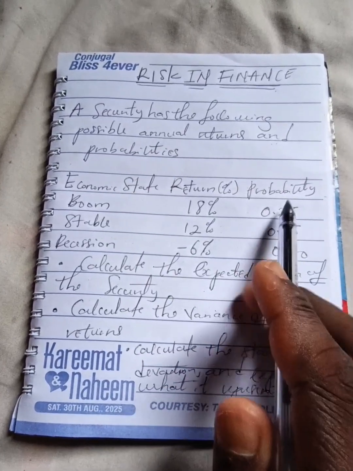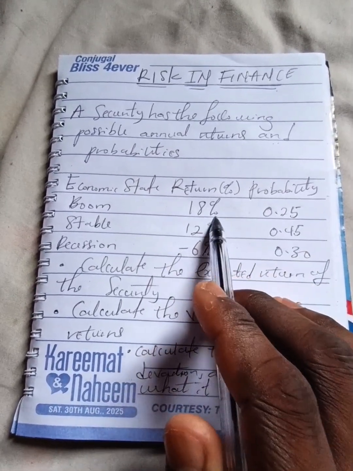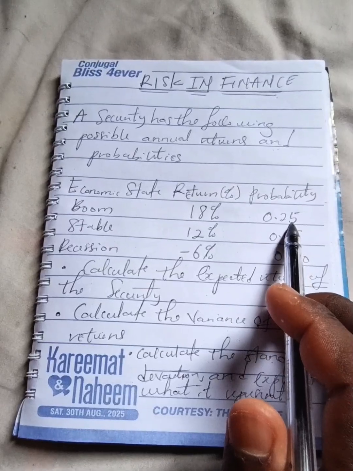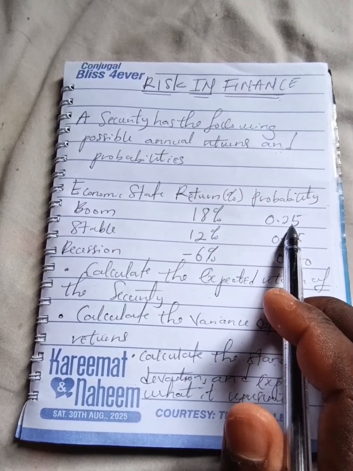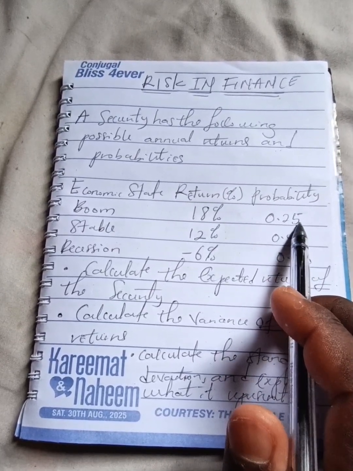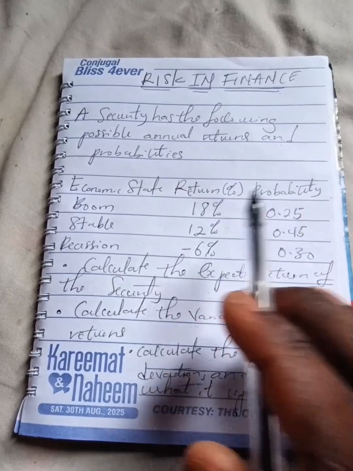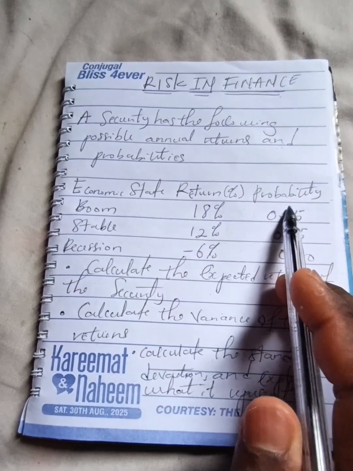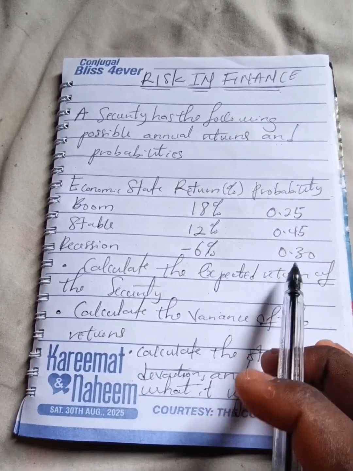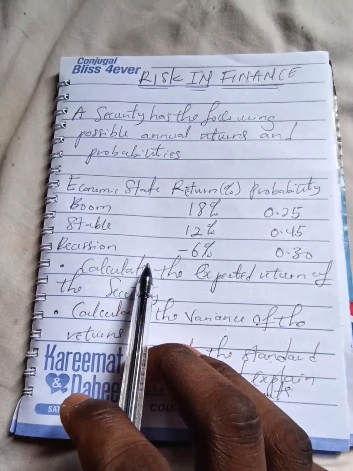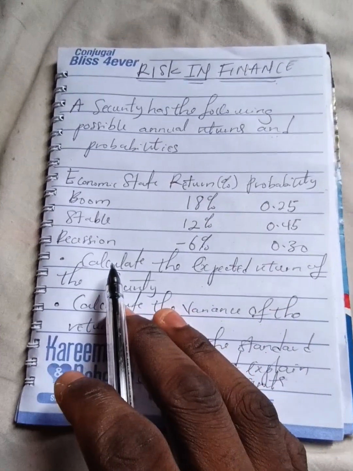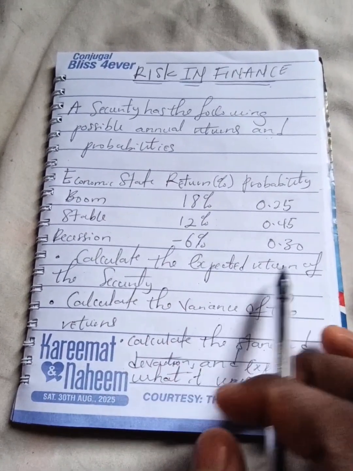So all of these tell you how likely you are to make this return. So 25% means if you invest about 4 times, you have a likelihood to make an 18% return on one of those investments. Same thing for 45% and same thing for 30%. So the question then tells us, calculate the expected return of the security.